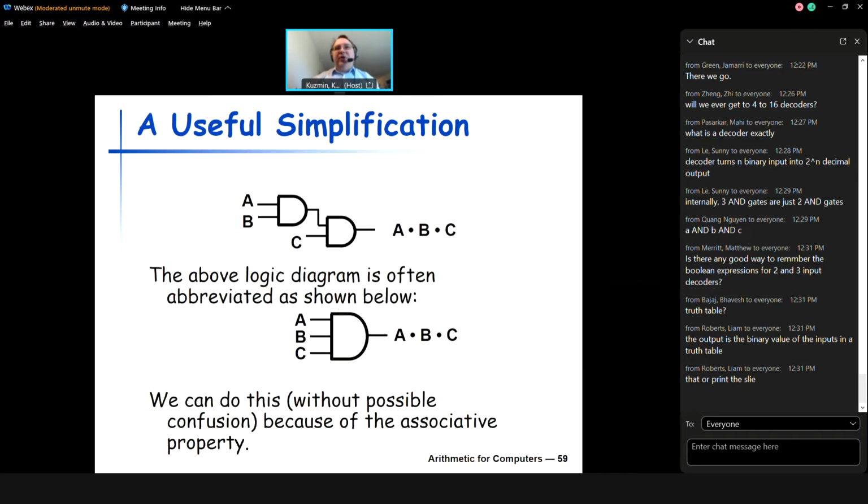Whereas if you have a 3 input gate, then of course it only introduces 1 latency, the latency of that single gate. All right, so that's that. As far as our Boolean algebra is concerned, we can easily do those cascaded circuits, because of the associative property of Boolean algebra.